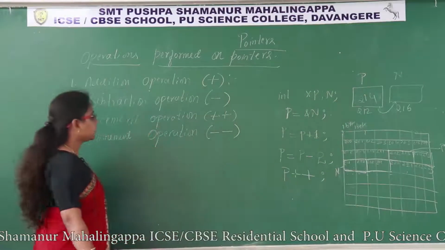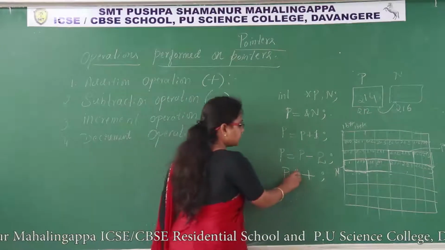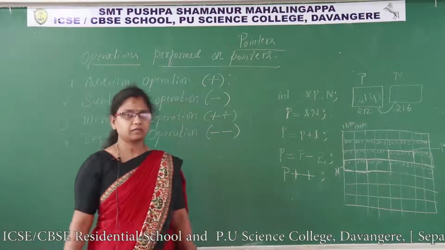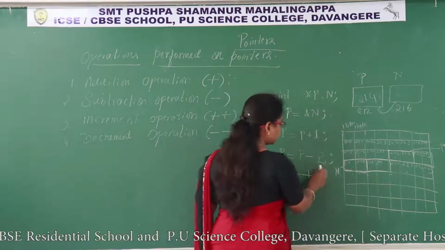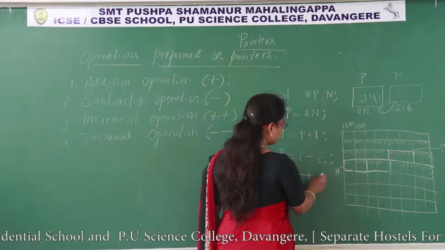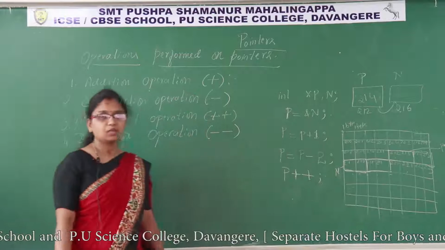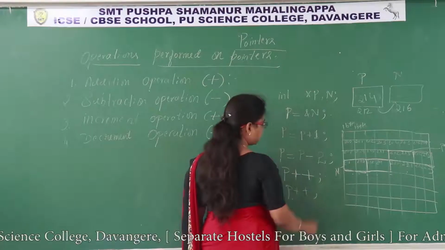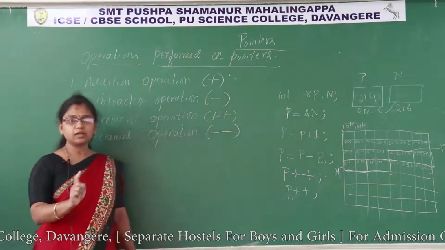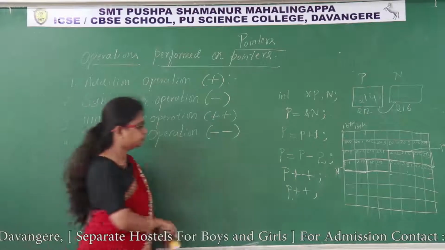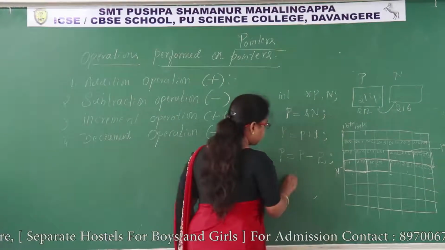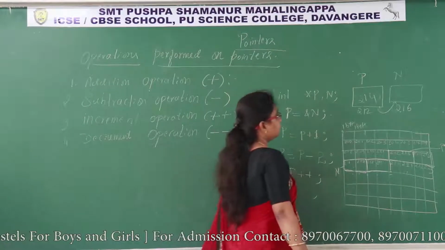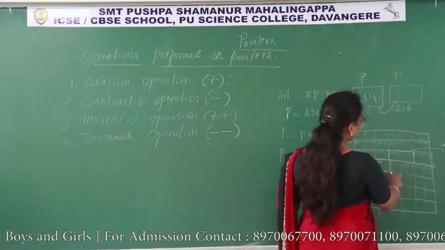Understood? Next, the increment operation. P plus plus. You all know what the increment operation is. Plus plus means 1 time increment. If you want to increment 2 times, you should not write plus plus again. It's wrong. There is no such operator in C++. If you want to increment 1 more time using the increment operator, you must write P++ again. So plus plus means addition of the value 1. Now P plus plus. Right now what is there in P? Which memory location is P pointing to?